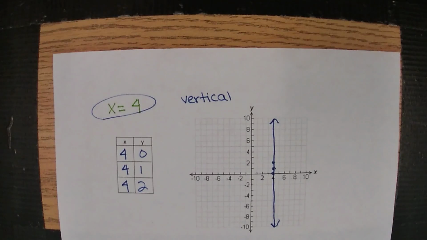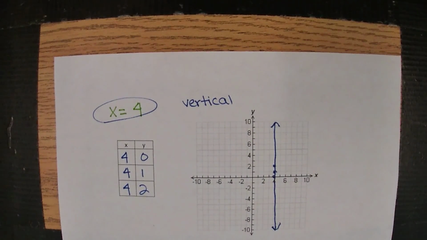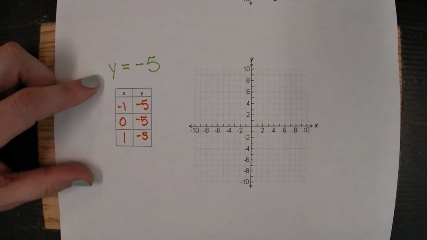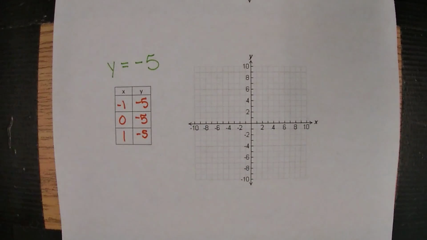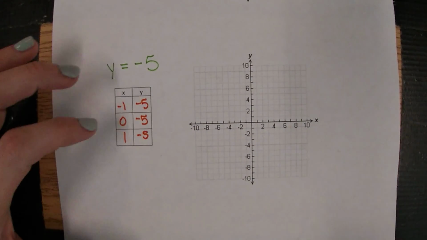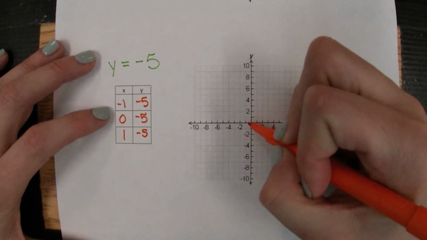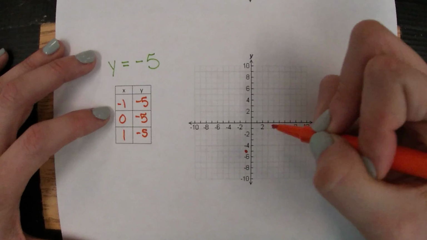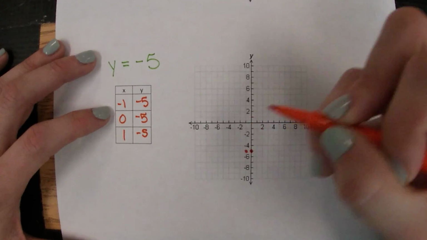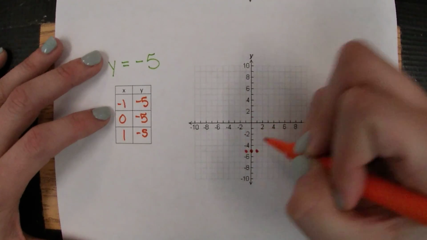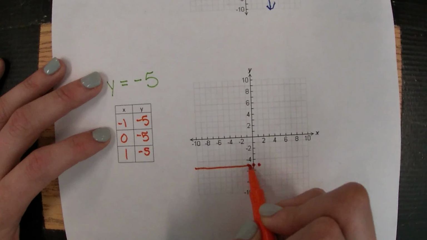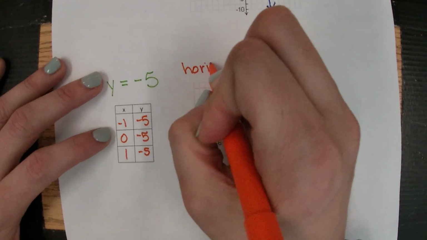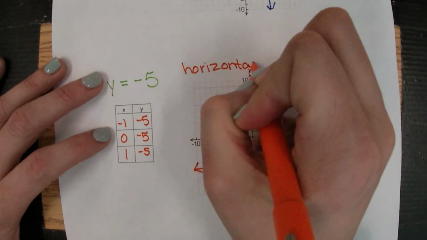So if an x equals line was vertical, what might we predict is going to happen with our y equals line? Okay, horizontal would be a good guess, so let's see if that happens. So if we have -1, -5; 0, -5, that's looking really promising, right? 1, -5. So our y equals line is always horizontal.